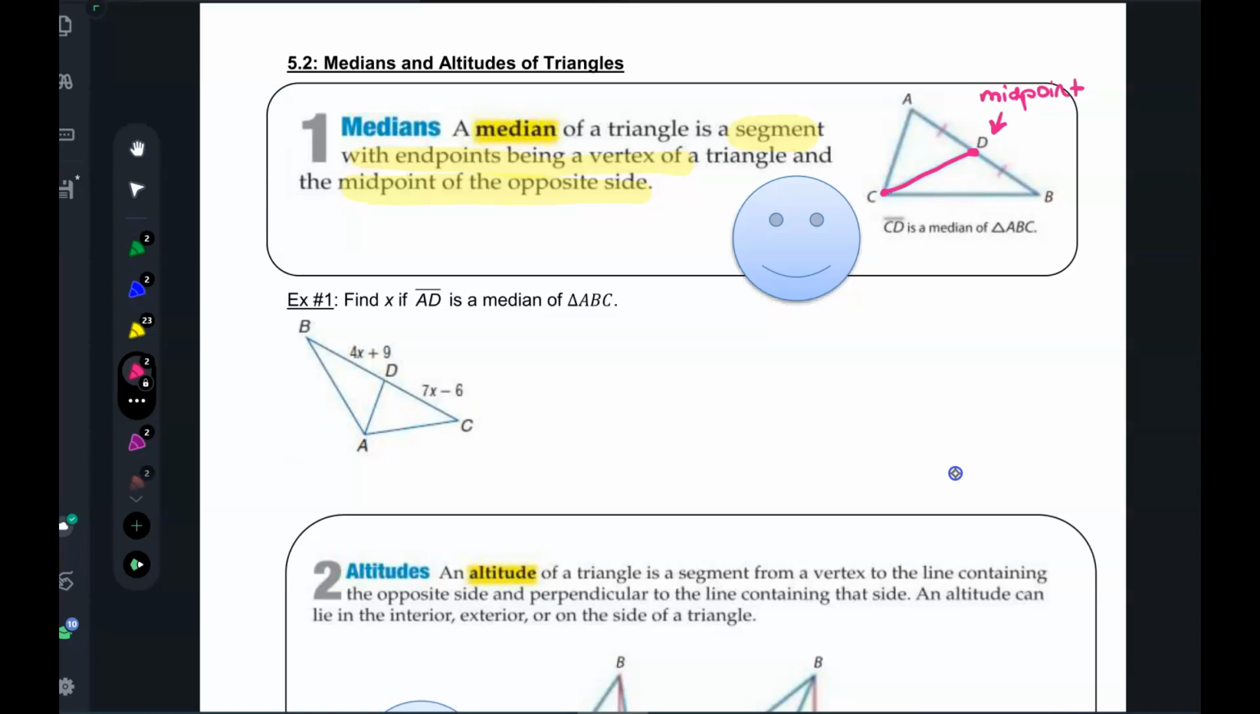Wait, what's the vertex again? The vertex is just where the two sides meet. So like here, what's the vertex? Oh, just A. Alright, yeah. So if A is the vertex, what is D? The midpoint. So that makes what two parts equal? 4x plus that. Perfect, right?